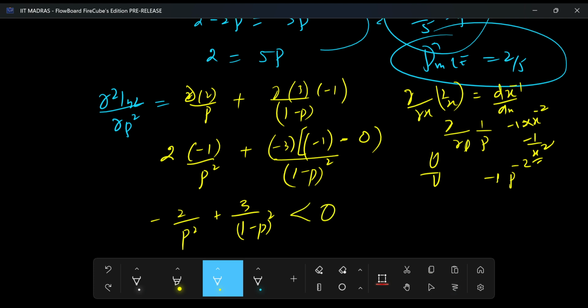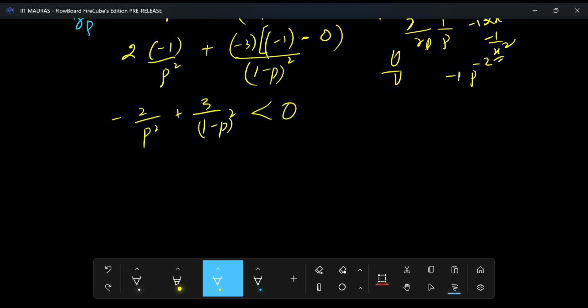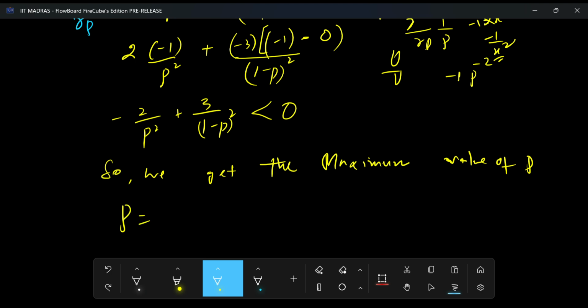So we get the maximum value of p, that is p is equal to 2 by 5. That's p MLE is equal to 2 by 5. So this was a question from the IIT Madras BS degree online program. So this is simply, you can see, this is my question. This was my question.